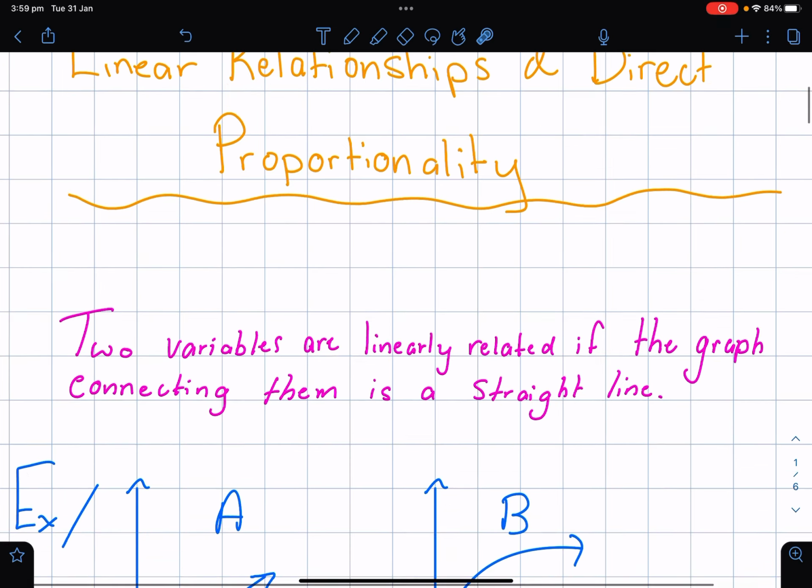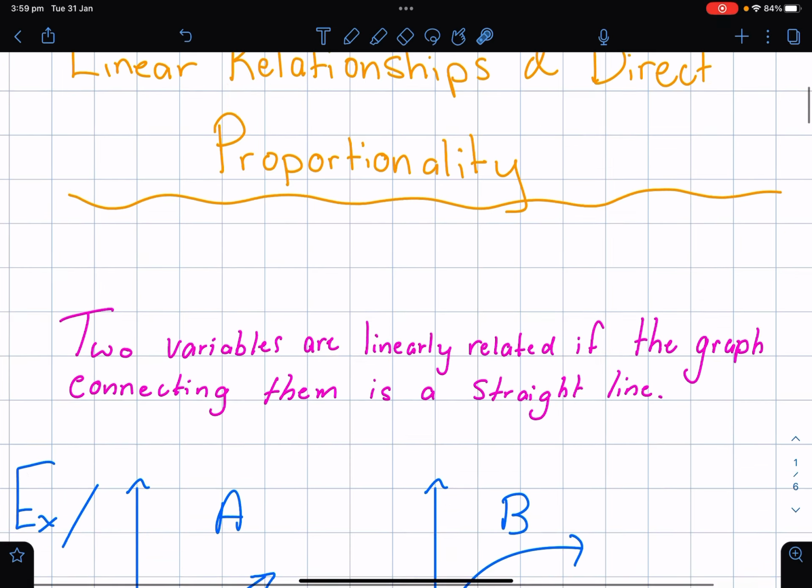So let's just show this graphically. So let's graph these points. So 0, 10, 1, 15, 2, 20, and 3, 25. And we draw a line through the points. That is a straight line, so these are definitely linearly related.